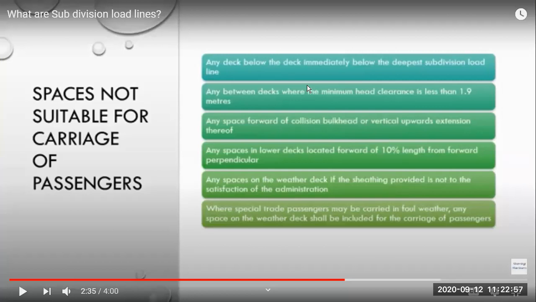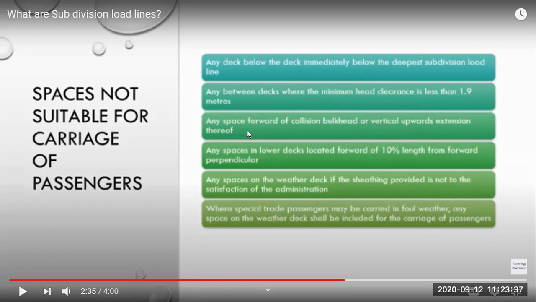Then any deck where the head clearance is not more than 1.9 meters, we cannot have any passengers, because if there is flooding, they will float up like Titanic, and there should also be some space. Forward of the collision bulkhead is more prone to weather, so we will not have passengers. Then 10% of the ship's length forward, we cannot have passengers. Then any spaces like weather decks or open decks, if they are not properly covered as per the requirement, of course we cannot have passengers.